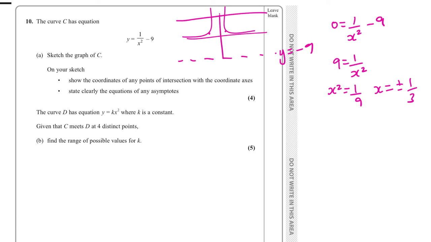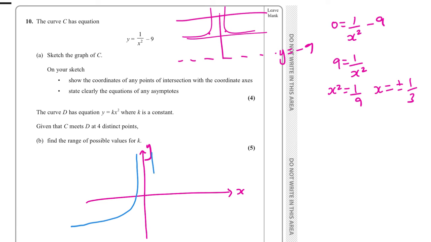So now, let's do this properly. If I sketch this nicely. Oh, that is not y. This is x. This is y. So we know it's going to cross here. Oh, here we're going to have an asymptote. So where is our asymptote? This is the line y equals negative 9. This coordinate is a third, 0. This coordinate is minus a third, 0. And I think nailed it. Perfect.